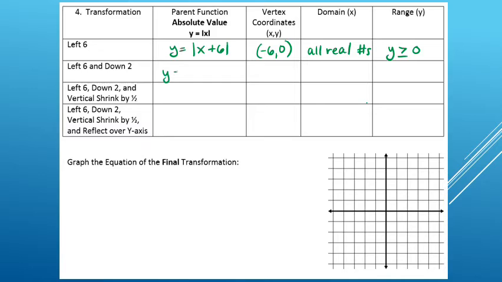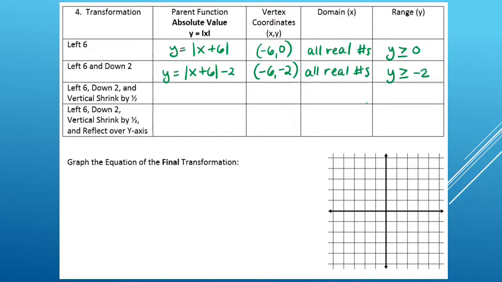We're going to move left 6 and down 2, so y equals the absolute value of x plus 6 to move left 6, and then -2 to move down 2. Our vertex coordinates are now going to be -6, -2, because again we've moved to the left 6 and we've moved down 2. Our domain continues to be all real numbers. Our range, since we've moved down 2, means that we're going to be including some numbers that are below the x-axis. So now we can have y values that are greater than or equal to -2.